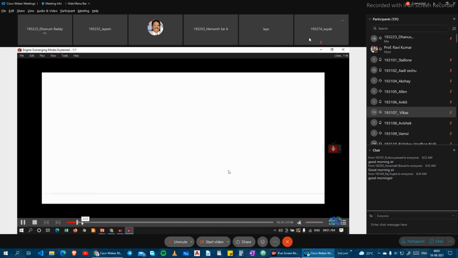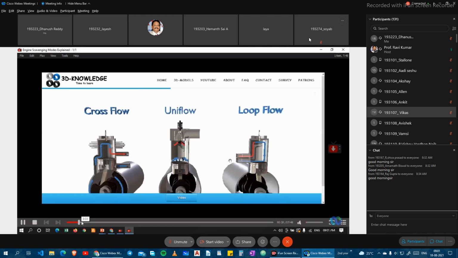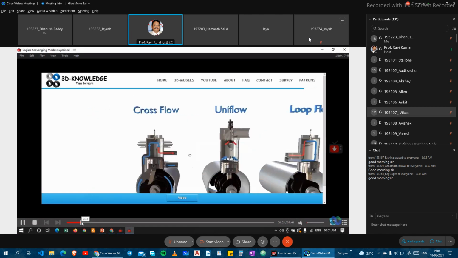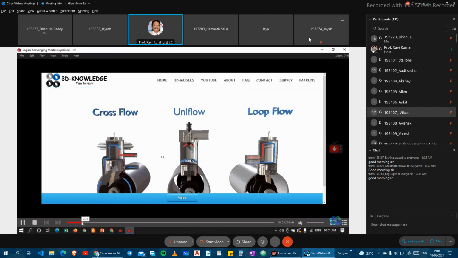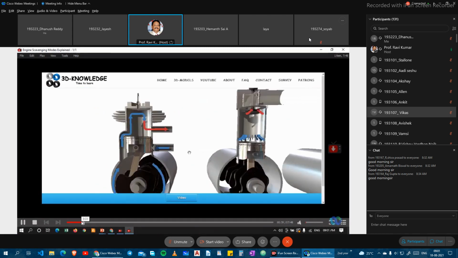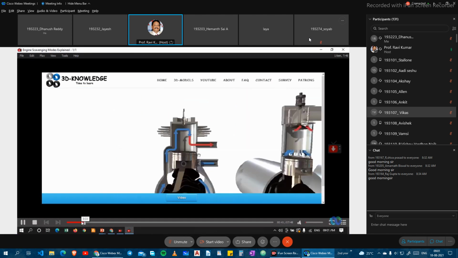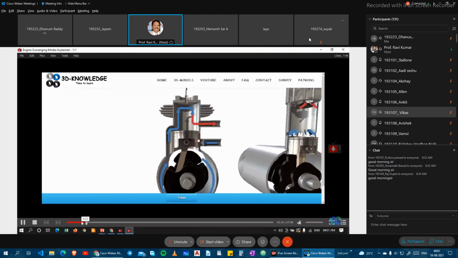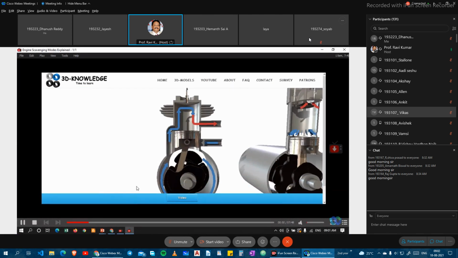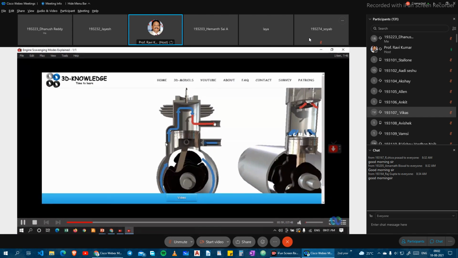Okay, here we are seeing the cross flow, uniflow, and loop flow structures of the cylinders. If you see the cross flow, uniflow, and loop flow structure on the top of the cylinder head and the modifications of the flow, first you will see the cross flow of the cylinder, where this blue color is the charge. The charge goes through this to the crankcase in a circular manner, and it is going to enter here.